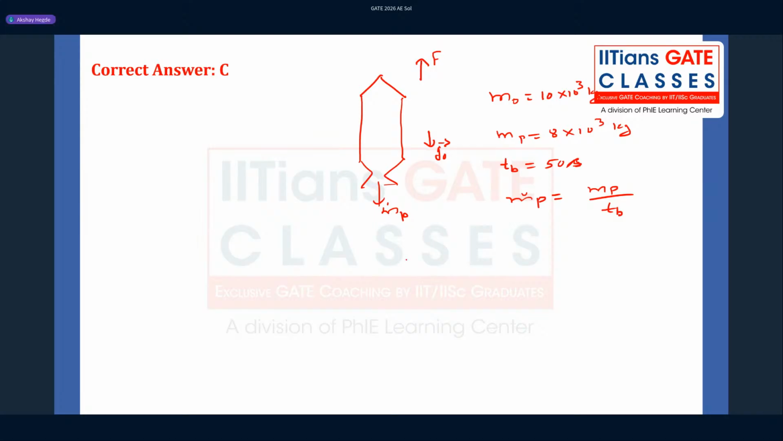The rate of change of momentum, so that is nothing but mass into acceleration, should be equal to the forces acting on the system, so all the external forces. So F minus, what is this one, that is mass times gravity, right? So that's a simple balance. This is the weight, this is the thrust.